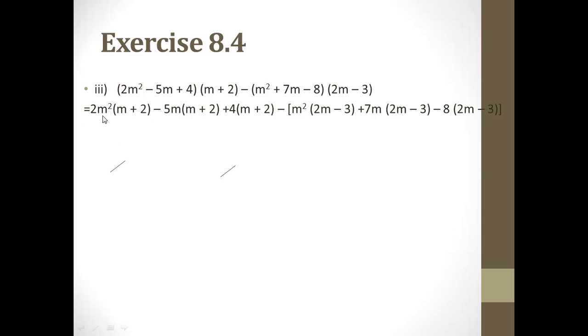Look, 2m square multiply with m plus 2, minus 5m multiply with m plus 2, plus 4 multiply with m plus 2, and outside negative sign, so we put bracket: m square multiply with 2m minus 3, plus 7m multiply with 2m minus 3, and then minus 8 multiply with 2m minus 3.